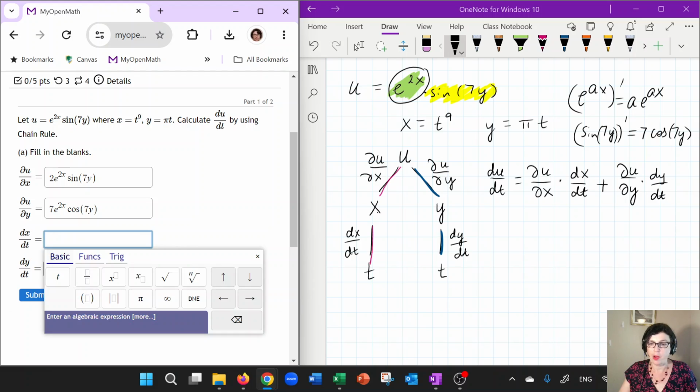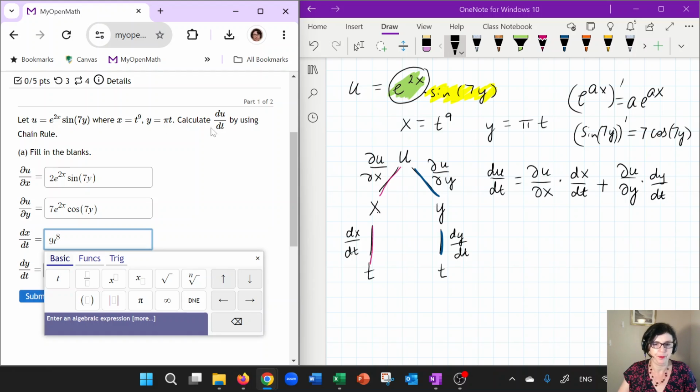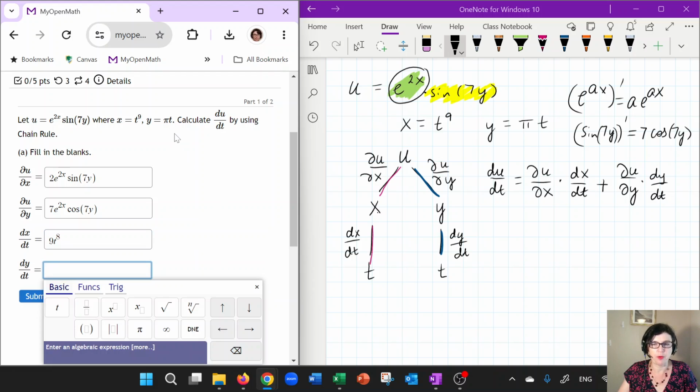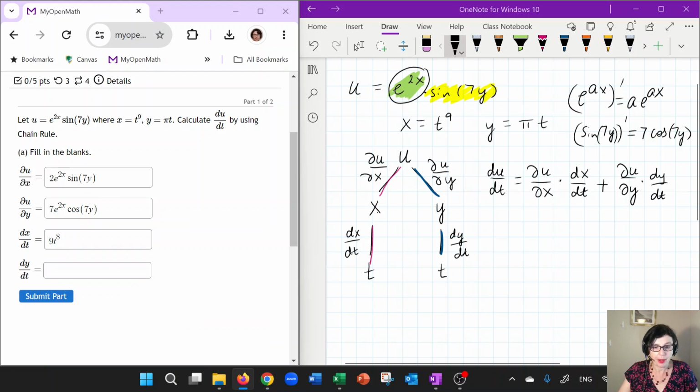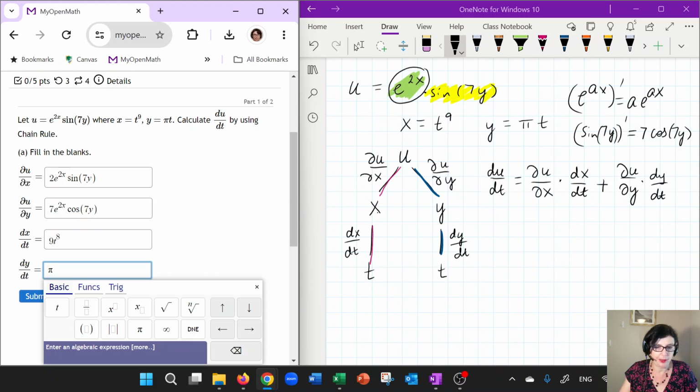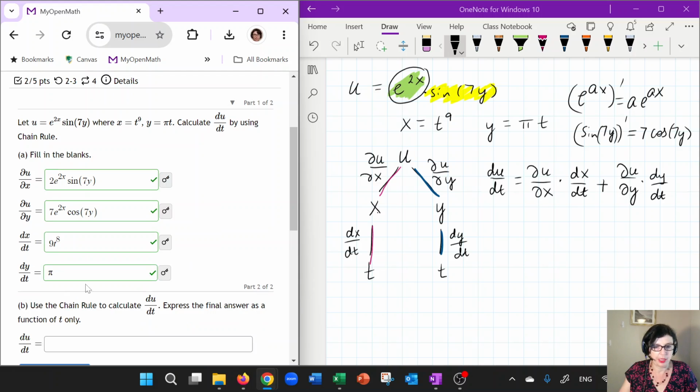Okay, now how about the derivative of x with respect to t? Well, that's just a regular derivative, so that's just the power rule: 9t to the power 8. How about the derivative of pi t? Pi is a number, even though it's a fancy number, 3.14, whatever, it's still a number. So a number times t has derivative just that number, so that's pi. Okay, so we got that part.